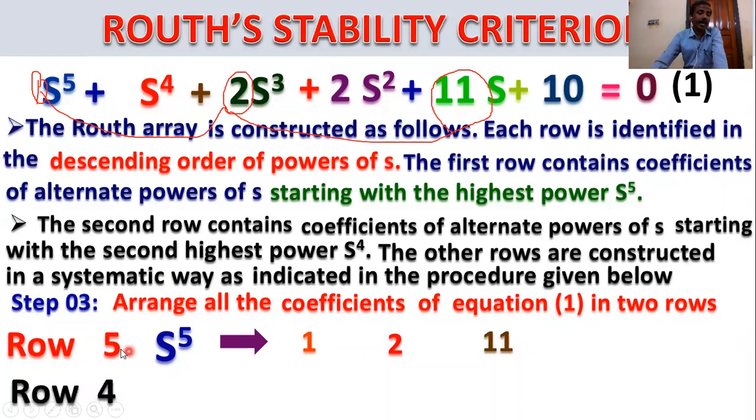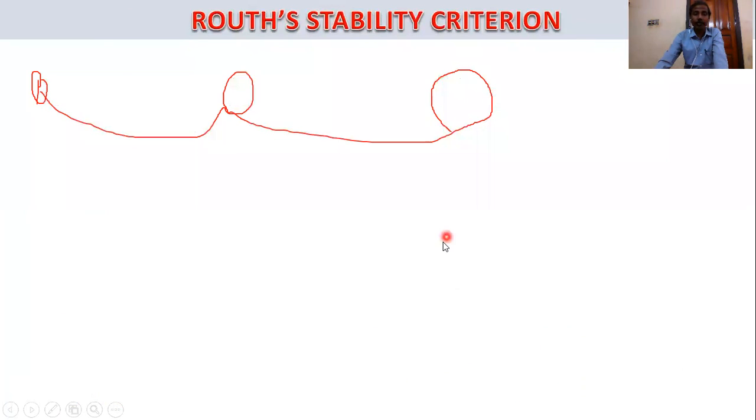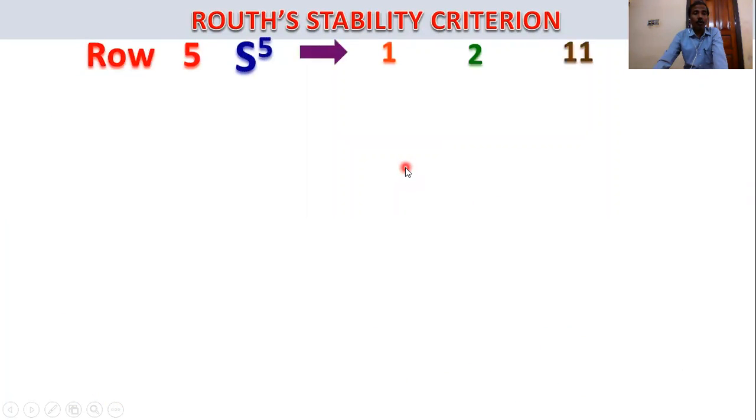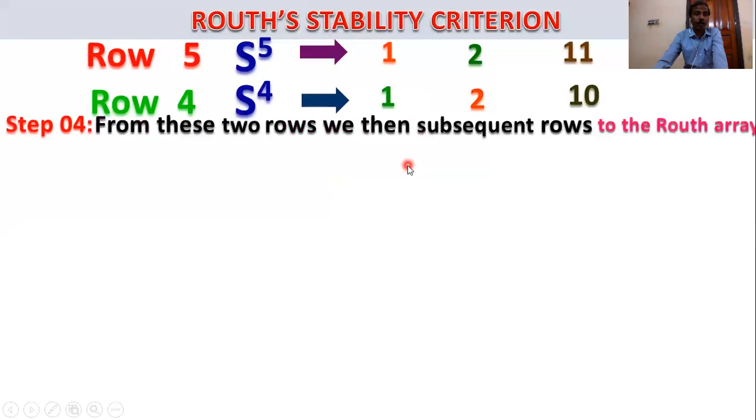Similarly, the second row, s to the power 4 or row 4, has the coefficients 1, 2, and 10. This is the s to the power 4 coefficient, this is the s squared coefficient, and this is the s to the power 0 coefficient, the alternate powers of s. So these two rows are very important. Then, from row 5 and row 4, we get the subsequent rows of the Routh array.